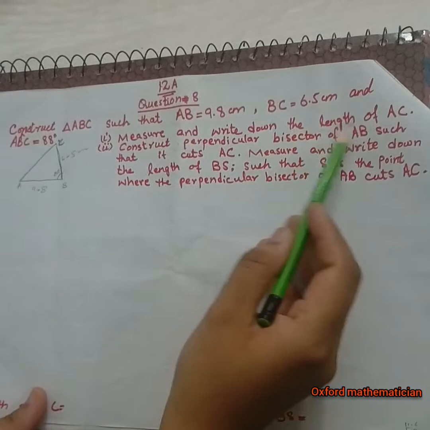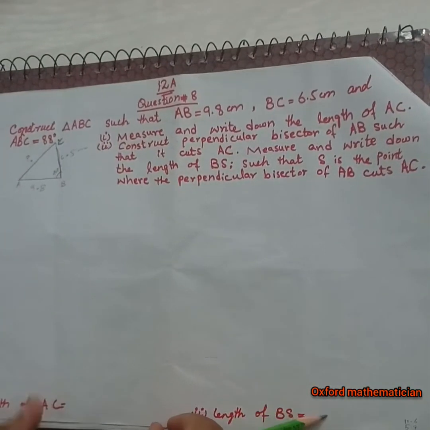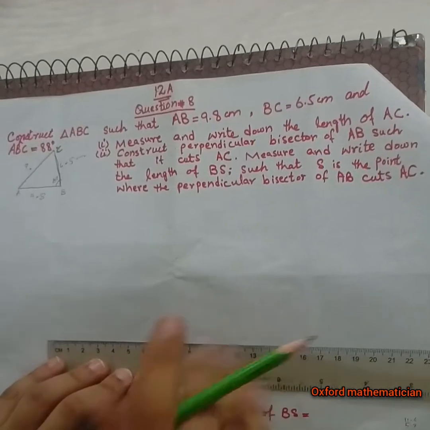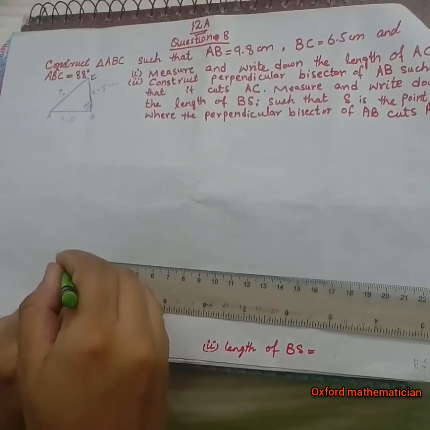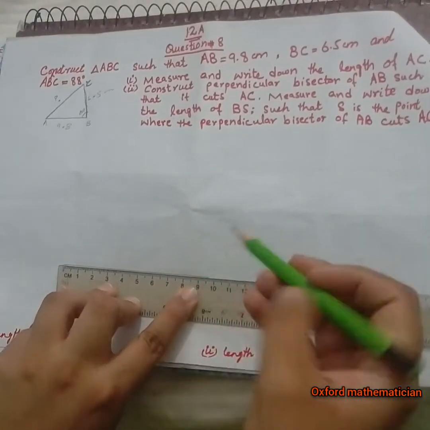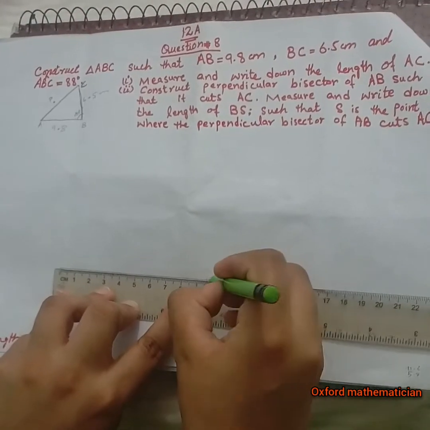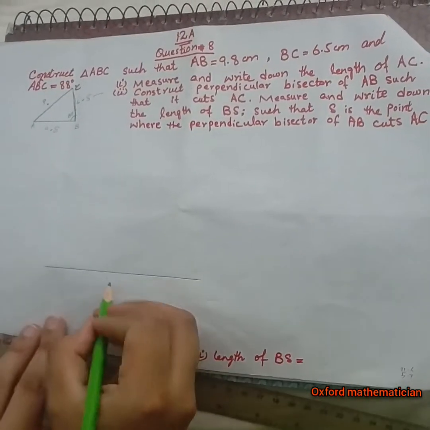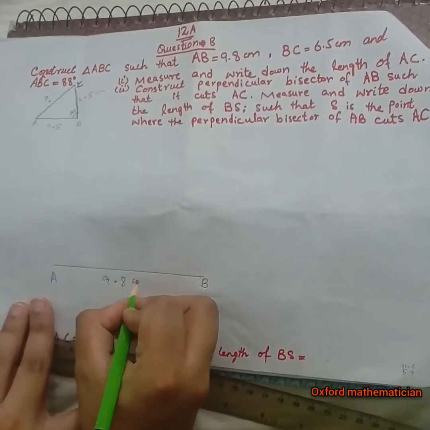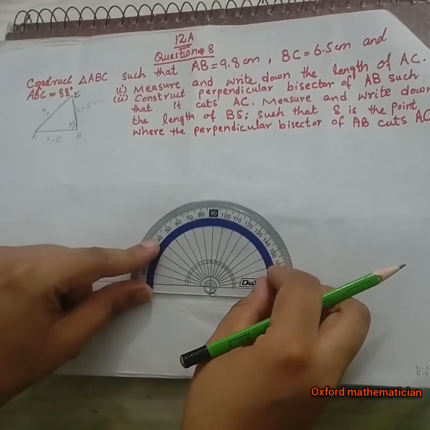Okay, measure and write down the length of AC. Here we have to find the AC measurement. Firstly we draw a triangle. Now we draw a line segment of 9.8 centimeter. It is 9, and here, before the 2 points of 10, here is the 9.8. A, B. 9.8 centimeter, and here we draw the 88 degree angle at the point B.